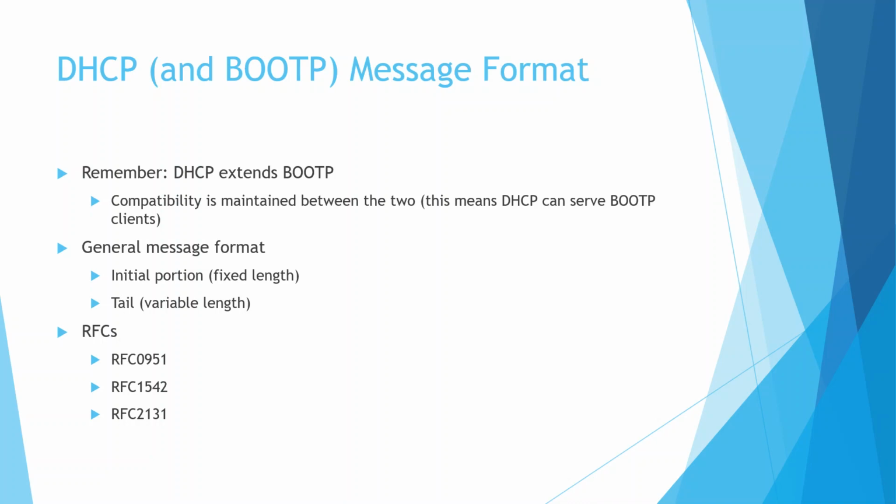The general message format is kind of like the initial portion. This is going to be the fixed length, more of the header. And then we have the tail, which is going to be variable length. This is where our options live. And there are going to be some variations to how we can use certain fields in the header to have more options, but ultimately this is going to be the general message format.